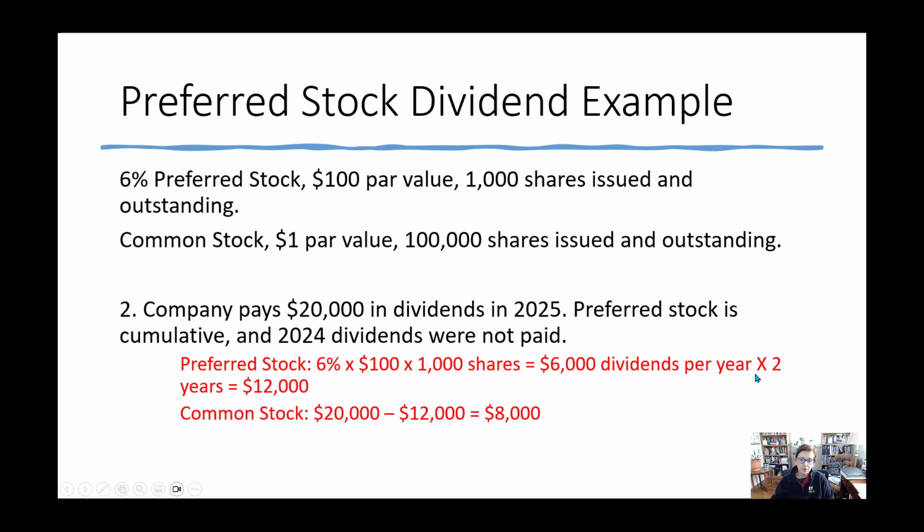So the preferred stockholders get paid, this includes 2024 and 2025. Once those two amounts are paid, then the common stockholders can get paid. So the common stockholders get the rest. So there's $20,000 paid in total, minus the $12,000 for the preferred stock, gives them $8,000 for the common stockholders.